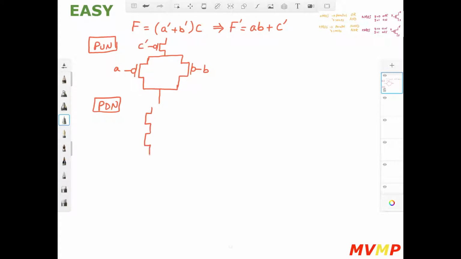So what we do here is we put the A and the B in series now. And we represent that with nMOSes. And now you put those two in parallel with the C prime, and you represent that with an nMOS. You ground it, you have your VDD up above C prime in the pull-up network, and your output will just be the original function, and that will be right in between the two networks.